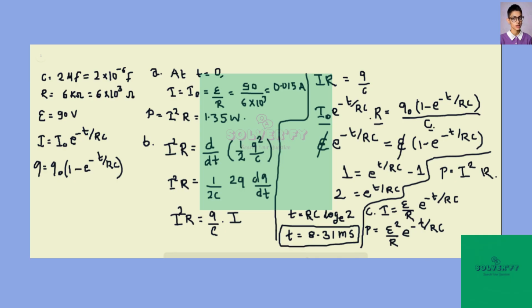Alright, okay. Now you know the value of E, you know the value of R, you know the value of t, you know the value of C. Plug everything in here. This should give me 0.338 watts. So this is the power dissipated in the resistor at that time. And this is the solution to this question.